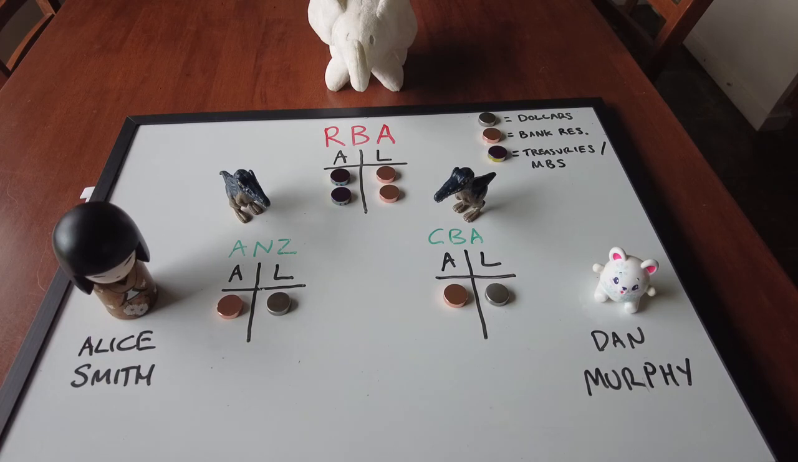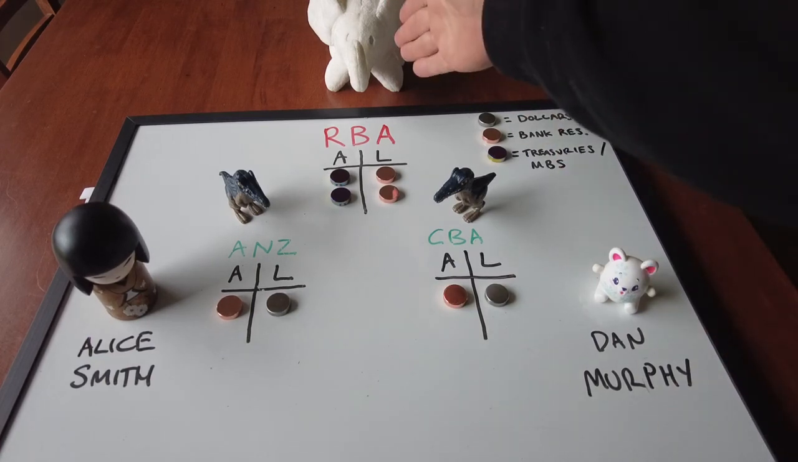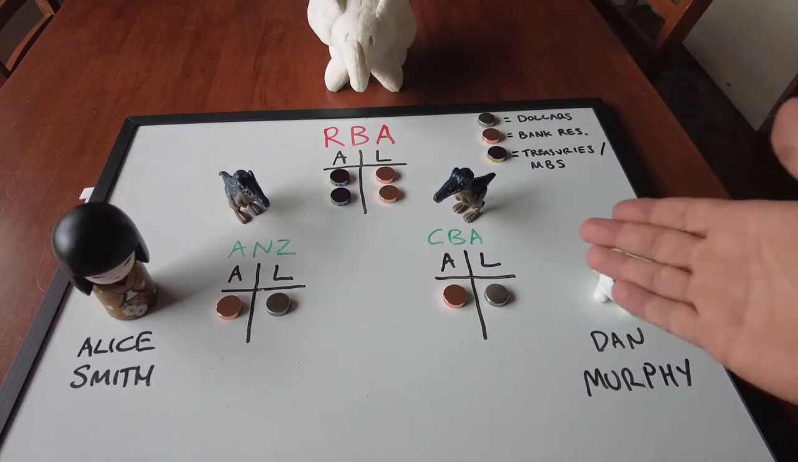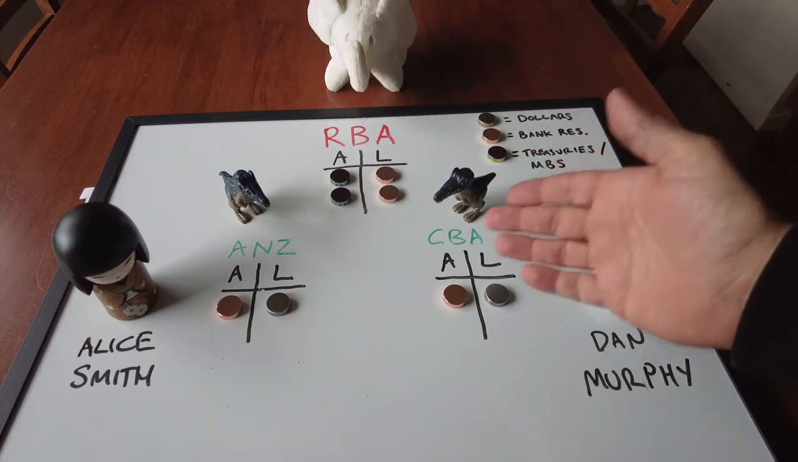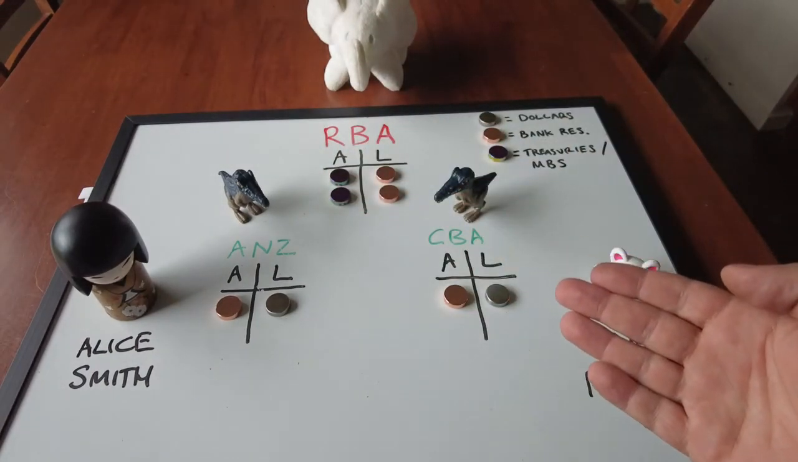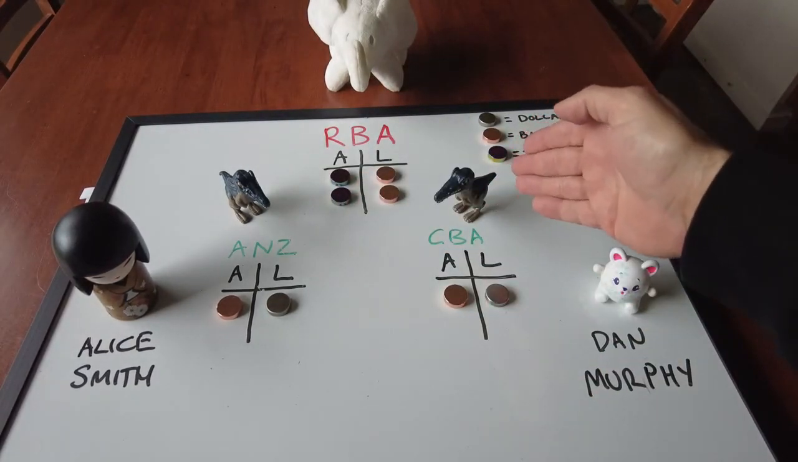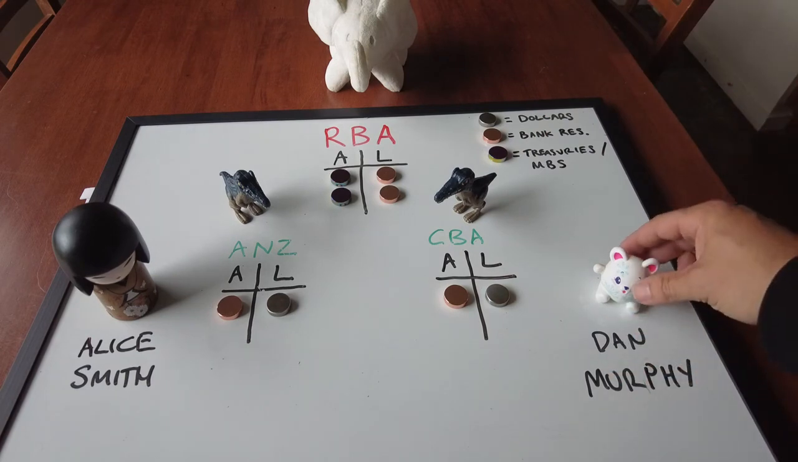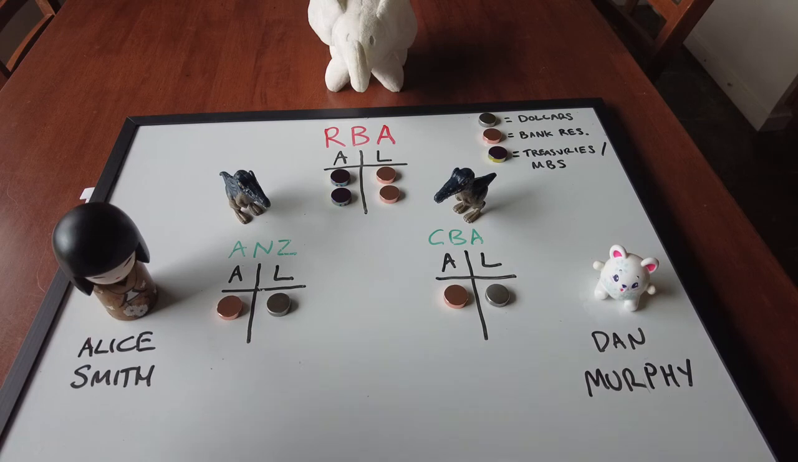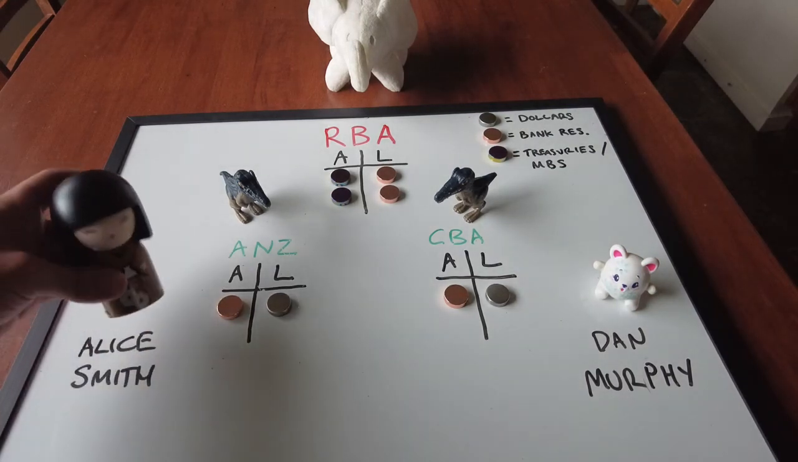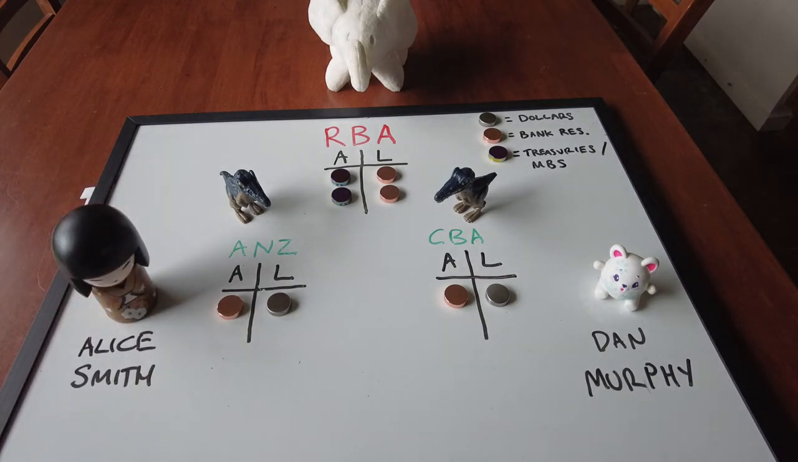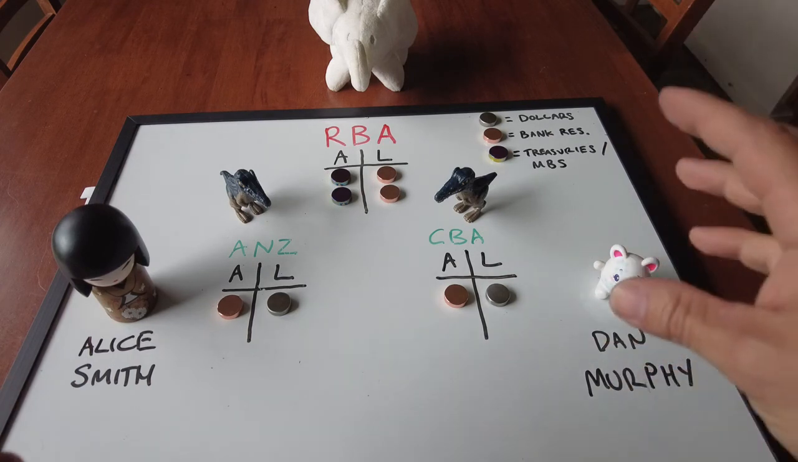Okay, so in this example, we have our central bank, the Reserve Bank of Australia, or the RBA. We also have two of our bigger banks here. You've got the ANZ, who's this little raptor dude, and there's another raptor here, which is the CBA, the Commonwealth Bank of Australia. And then we have a business, Dan Murphy's, and a person who's spending their money in the economy, Alice Smith in this case. As you can see, I've put down the balance sheets of each of these entities.